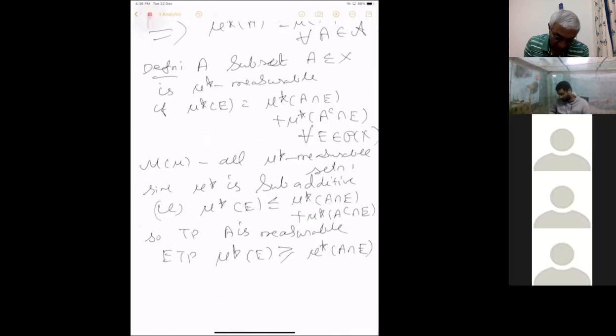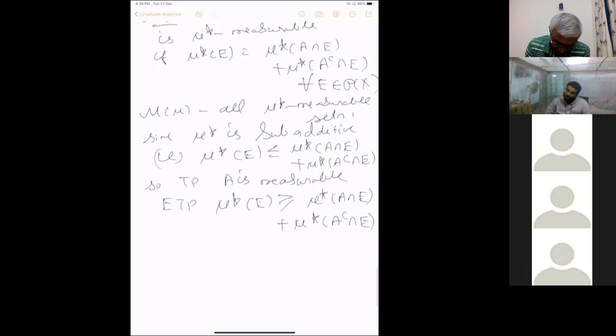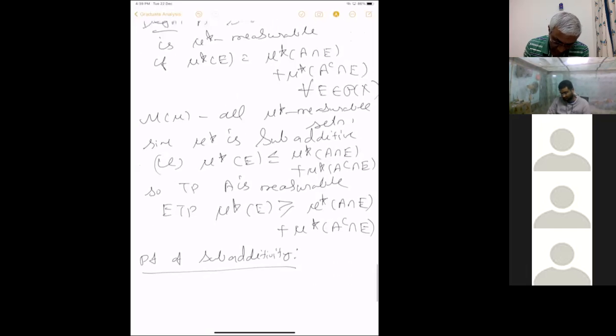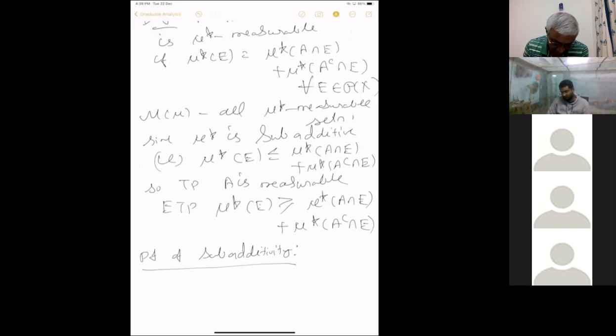Okay. So if we prove that, since mu star is subadditive, it's always enough to prove this: mu star of E is at least mu star of A intersection E plus mu star of A complement intersection E. So it is enough to prove this. Now, the proof of subadditivity. I'm very sorry about it. I just said it and I didn't prove it. I may have to take some time.